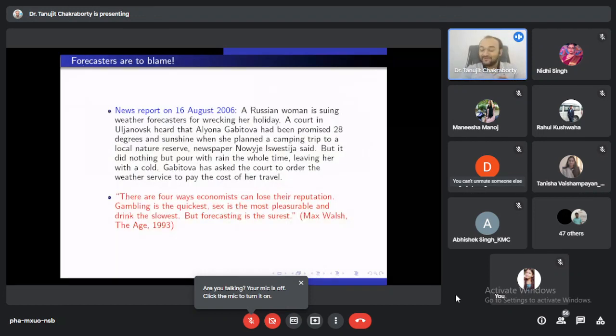But you should remember this: if you are going to be a forecaster, forecasters have been blamed some of the time. In 2006, there was a news report on 16th of August that a Russian woman sued weather forecasters for wrecking her holiday. They went to court because the weather forecast said there would not be any rain the next day, and the woman planned her trip and went somewhere and there was a heavy rain and she got cold. Then she went to court and asked that the weather forecaster be penalized. So that also happened back in 2006.